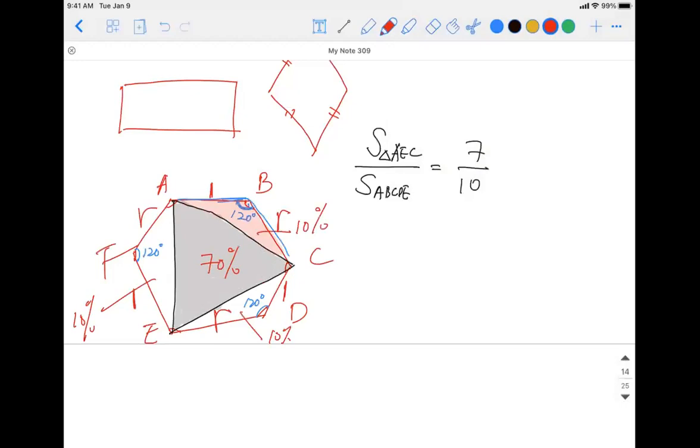Okay, a student got a question: why is the angle 120 degrees? Who can answer this question? You have A, B, C, D, E, F, a hexagon. What is the total interior angle sum of a hexagon?